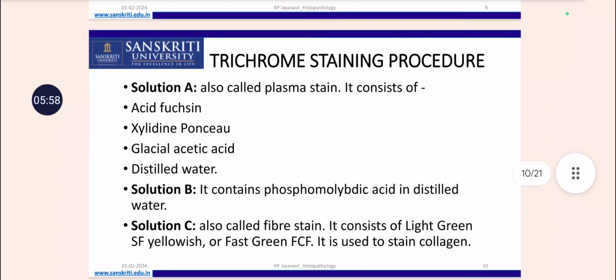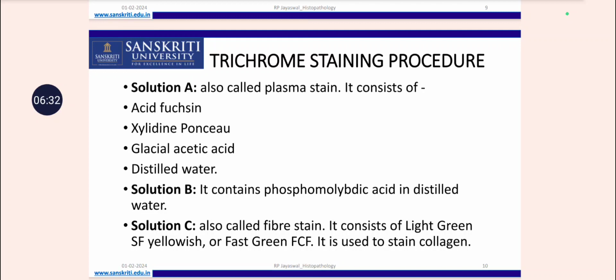Now solution A, B, and C. Solution A, also called plasma stain, consists of acid fuchsin, xylidine ponceau, glacial acetic acid, and distilled water. Solution B usually consists of phosphomolybdic acid in distilled water, and solution C is basically the fiber stain, and it consists of light green SF yellowish or fast green FCF. It is used to stain collagen.